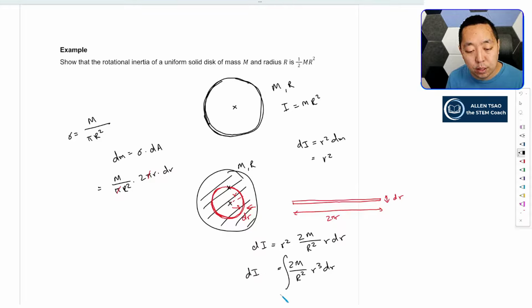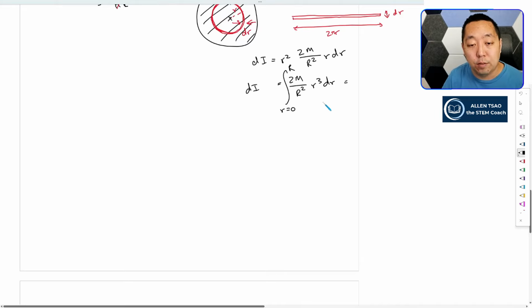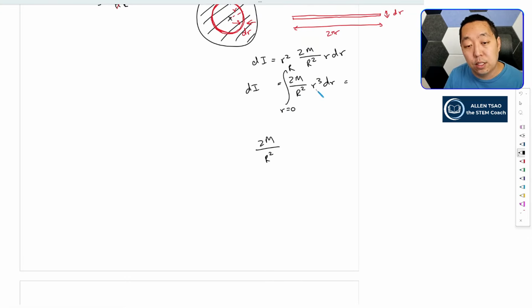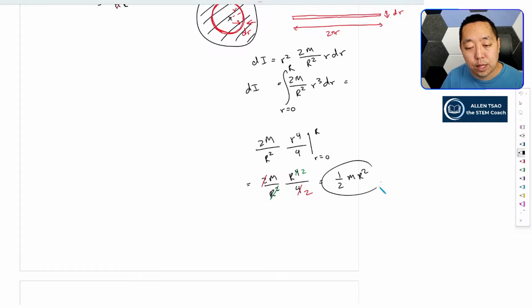Now we want to integrate it for all the little rings, from r equals 0 all the way out to big R. You're integrating the little r variable, so be careful here. The 2M over big R squared is a constant. The integral of r cubed is r to the 4th over 4, from little r equals 0 to big R. That's 2M over R squared times big R to the 4th divided by 4. Then the 2 cancels with the 4 to leave a 2, and the R squared cancels, so you get MR squared over 2, or one half MR squared.